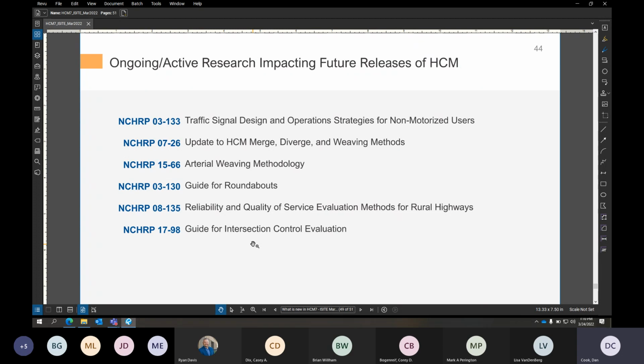This, I kind of mentioned this already, NCHRP 8135, reliability and quality of service evaluation methods for rural highways. I'm actually on the panel for that. So I'm not on the team, but I'm kind of overseeing the project from the panel side. And it's kind of a cool project as it's looking at rural facilities. That's something we don't really have in the HCM, especially here in Iowa. It's important because we have a lot of rural highways and a lot of freight movement that happens on those highways.